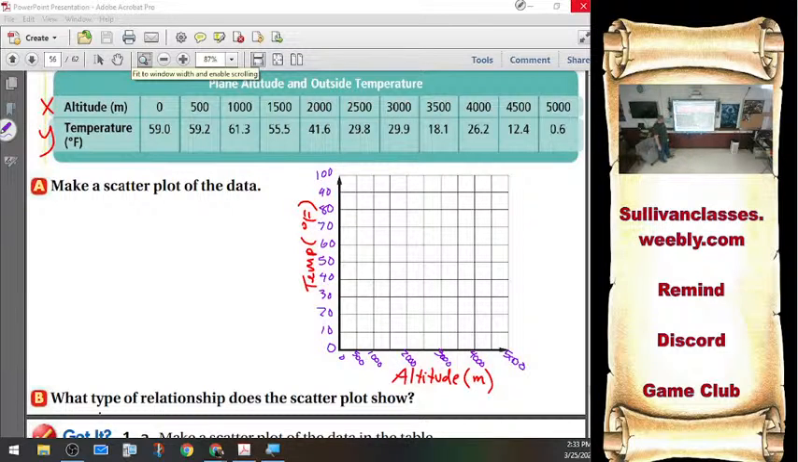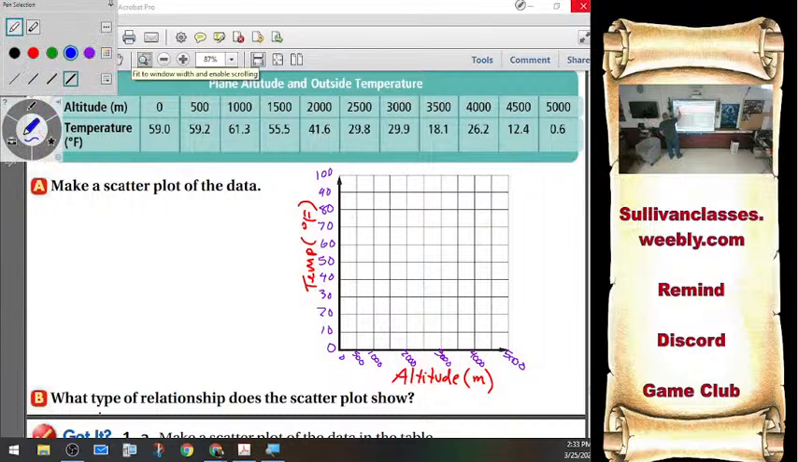Okay, make a scatter plot of the data. Step 1, I put my variables and labels. Step 2, I label my scale. Step 3, poke a dot. Poke all your dots on there. You have to plot all of these points.